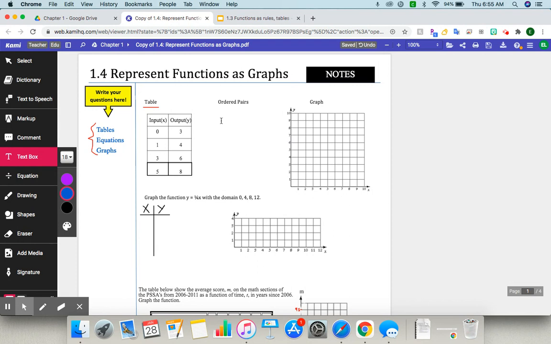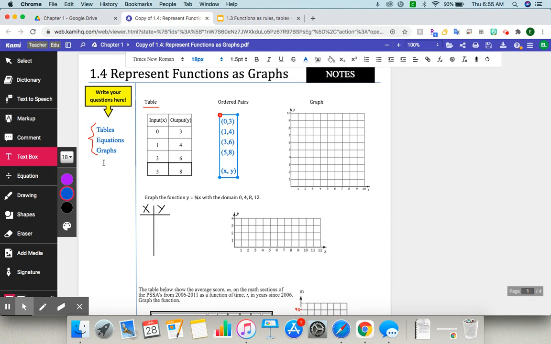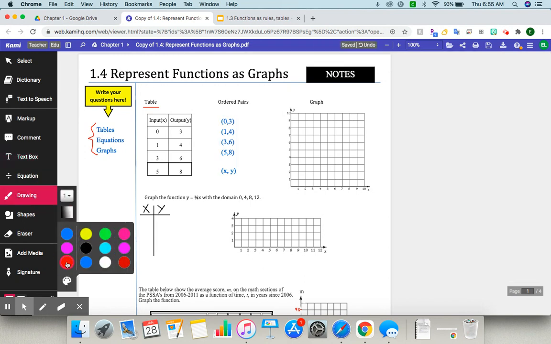The most common way to represent a table is with ordered pairs that can then be plotted on an XY coordinate grid. So this first pair is 0, 3. The second pair is 1, 4, then 3, 6, and 5, 8. Remember that the first number is always your input or your X coordinate, and the second number is always your Y coordinate or your output. So from here, we can plot these points.